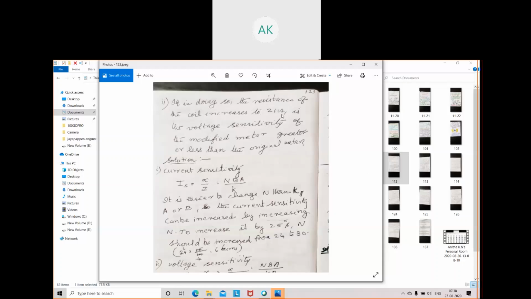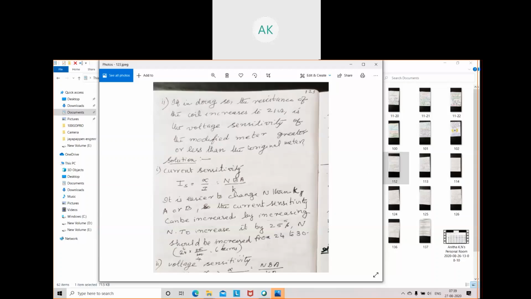Suppose we are increasing the number of turns by 25%. And by doing so, the resistance is also increasing to 21 ohm; earlier it was 14 only, now it is 21. Then is the voltage sensitivity of the modified meter greater or less than the original meter? That you have to find out. Check which one is greater or lesser.